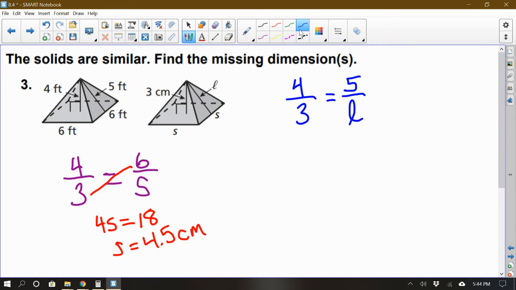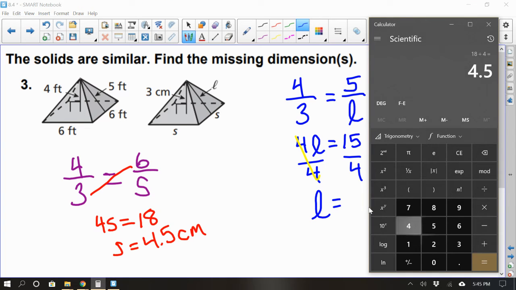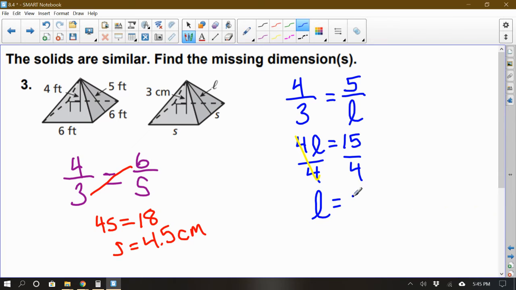Okay, let's do our cross products. 3 times 5 is 15. 4 times L is 4L. Okay, divide by 4. That gets the L all by itself. And again, 15 is not evenly divisible by 4. And to speed things along, we'll jump to our calculator. 15 divided by 4 is 3.75.